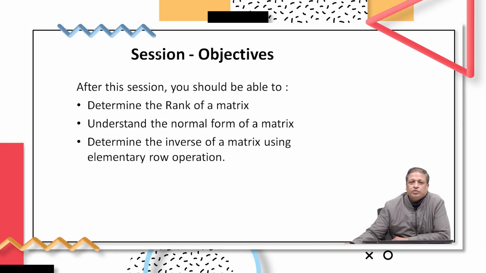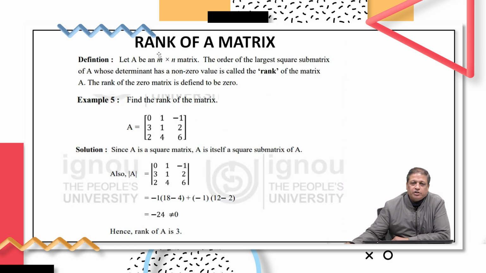The objectives of this session are to determine the rank of a matrix and to understand the normal form of a matrix. Apart from this, we are going to extend our understanding of the last session to determine the inverse of a matrix by using elementary row operations. So, let us begin. What do we mean by the rank of a matrix? The formal definition is: let A be an m cross n matrix, then the order of the largest square submatrix of A whose determinant has a non-zero value is the rank of the matrix.